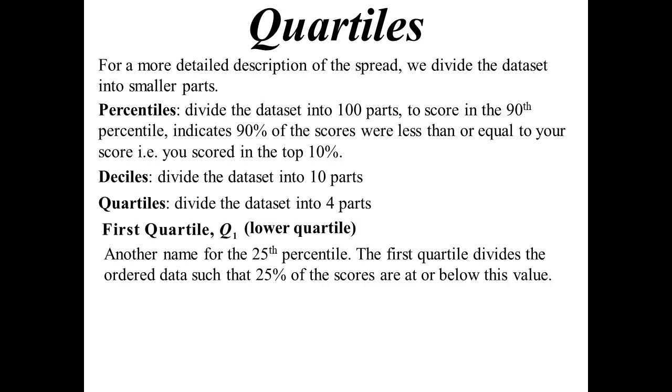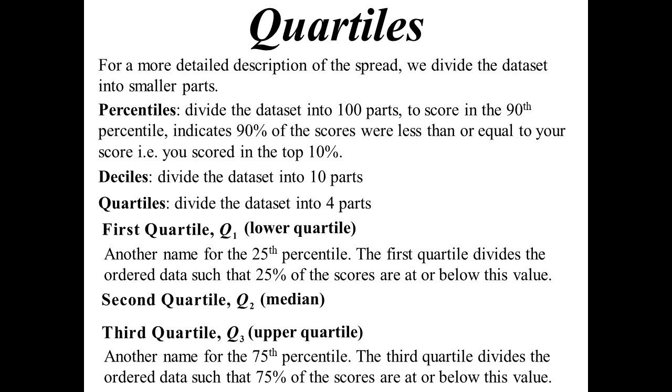So the first quartile, Q1, also known as the lower quartile, is another name for the 25th percentile. So the first quartile divides the data, and the data needs to be in order from lowest to highest, such that 25% of the scores are at or below that value. The second quartile, Q2, that's another name for the median.